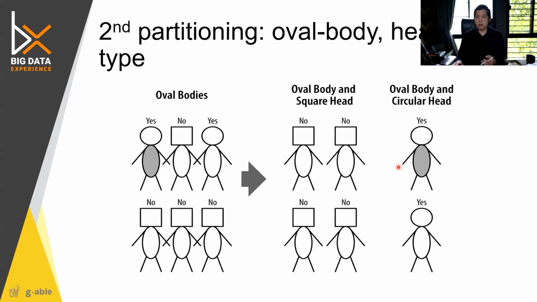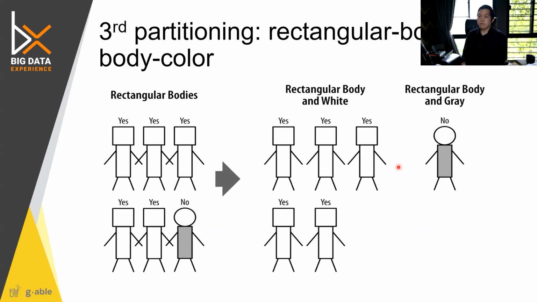For the other one, for the rectangular body, we can use either head shape or body color, but let's use body color for the sake of having different variables so that you can see them in the tree. But actually, you can use the same or a different one, it doesn't matter, all right? Whichever gives you the best result is okay. So in this example, we use body color for separation.